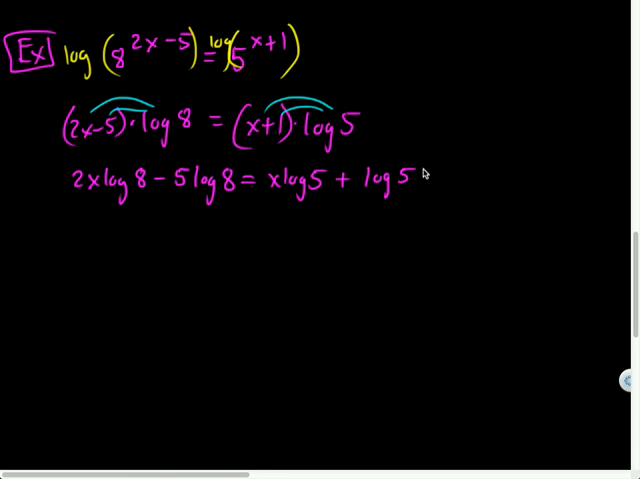Now, remember, all of these log things are just numbers, okay? So just think of those as numbers. So I've got some number of x's minus some other number equals some number of x's plus some number. So what I'm going to do is stack my logs into piles. Let's bring the x logs together, and let's bring the non-x logs together. So I'm going to bring this x log 5 over here by subtracting it, minus x log 5. And this does not have an x, so I'm going to want to add 5 log 8.